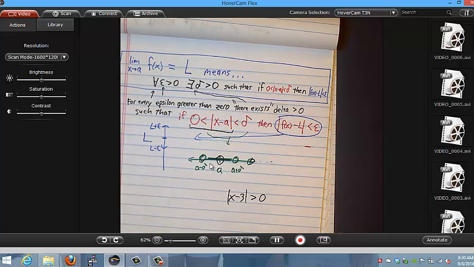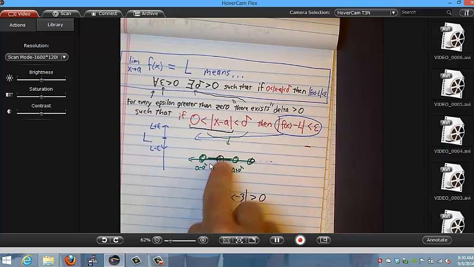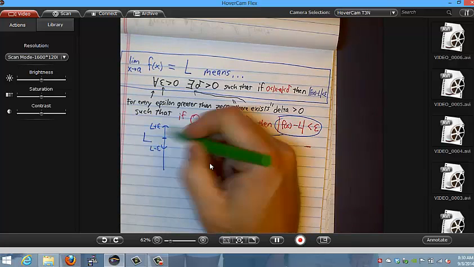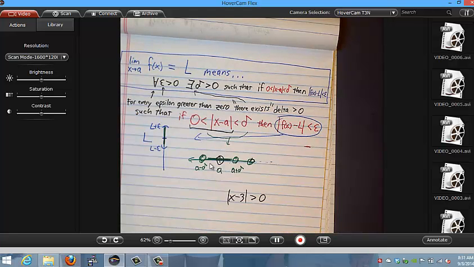And the game is this. If this is truly the limit, and you pick any of these inputs, we need the outputs to end up being between L minus epsilon and L plus epsilon. And what's really strange about this is the very first part of the definition. What's the very first thing it says? What's that said on Amy? For all, or for any epsilon you can think of. You guys with me? And epsilon is usually going to be a very small number.